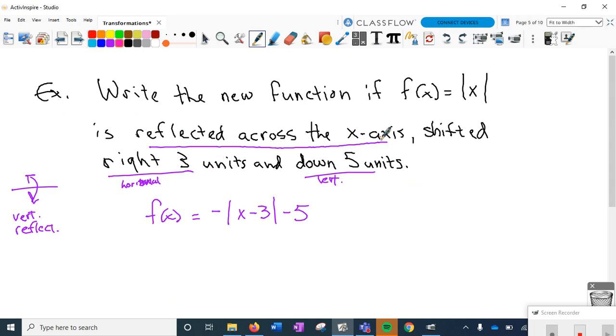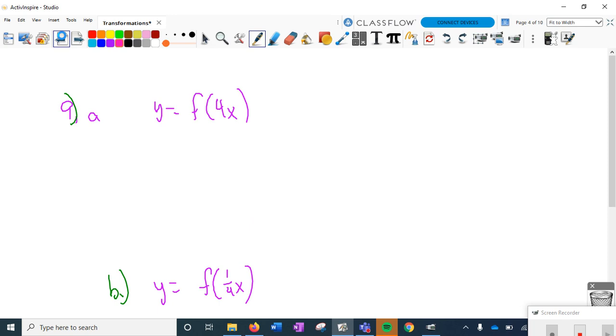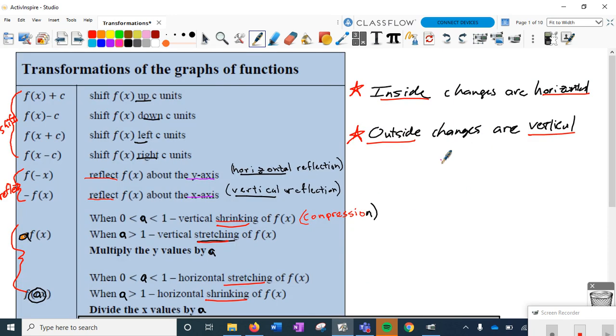Okay? Again, the bottom line is inside changes are horizontal, outside changes are vertical. If you want to shift, you're going to add or subtract. If you're going to reflect, you're going to multiply by a negative. And if you're going to stretch or shrink, you multiply by some number. Always remembering that stuff that happens inside is opposite of what you think.